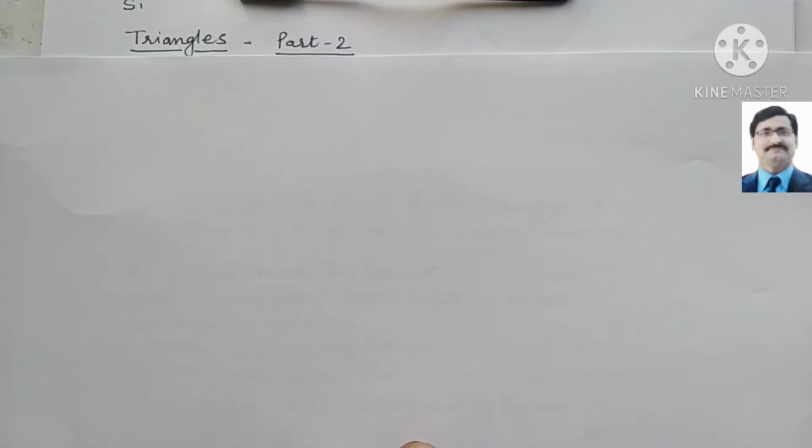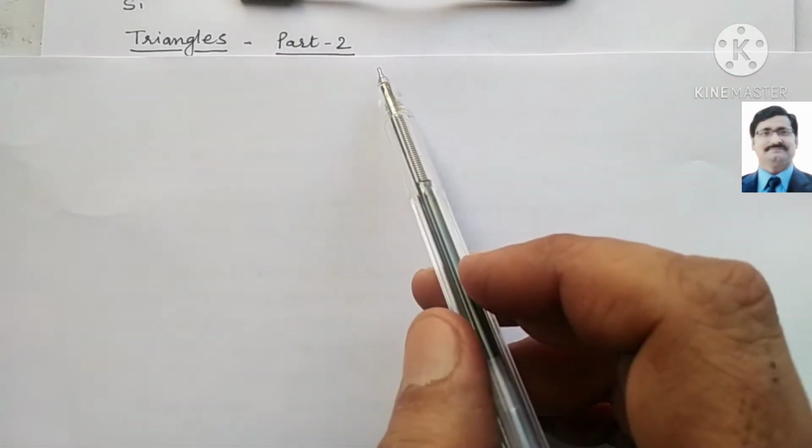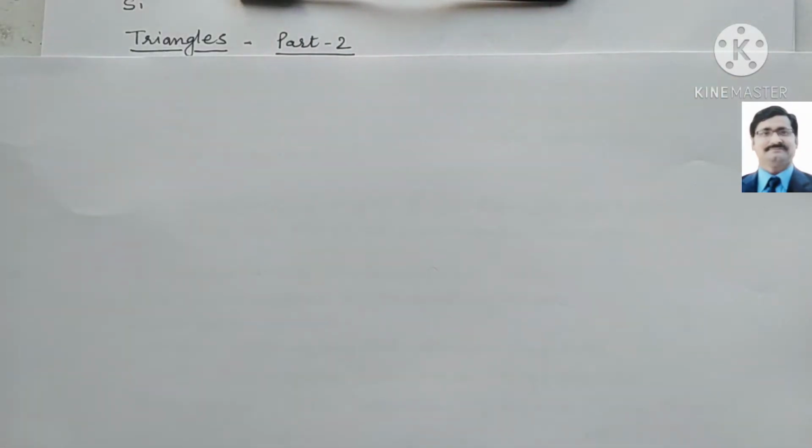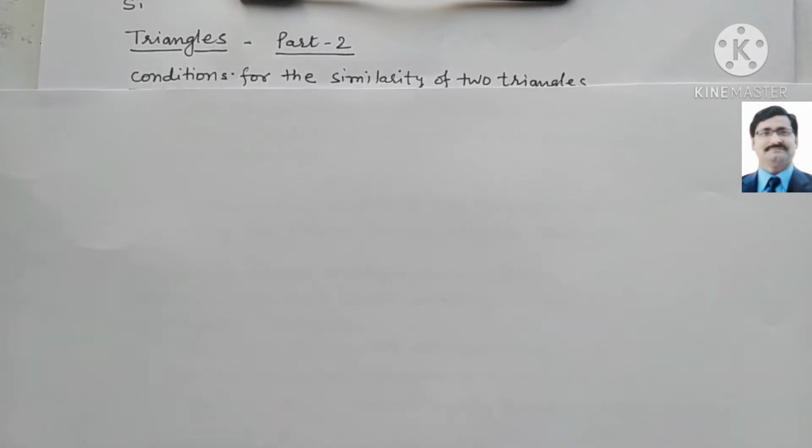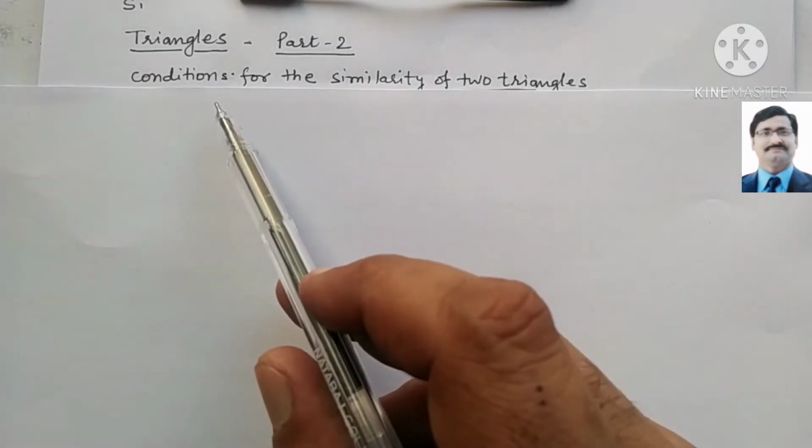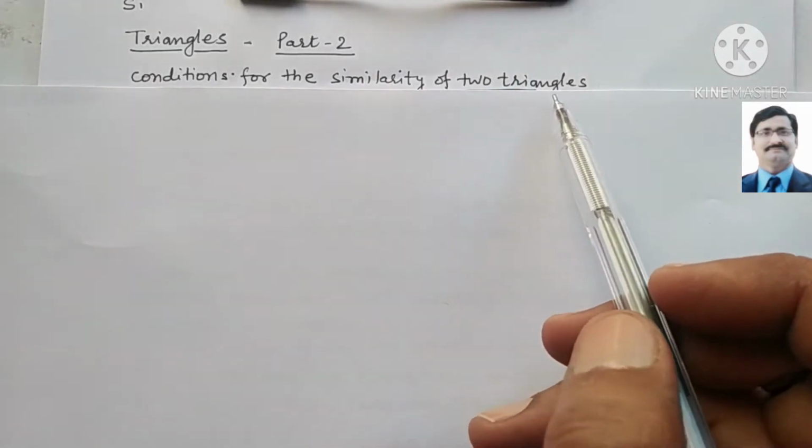Hello students, now we will continue this topic, triangles, and today we will enjoy part 2. Here we will do the interesting part, that is the basic proportionality theorem. Okay, so look at this. First of all, we will do the conditions for the similarity of two triangles.